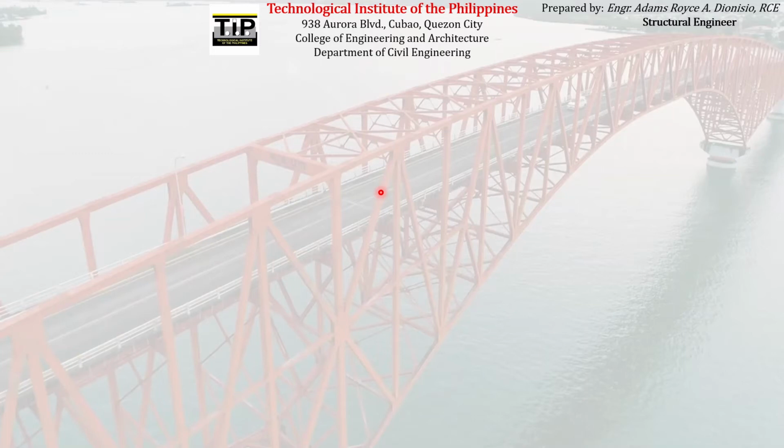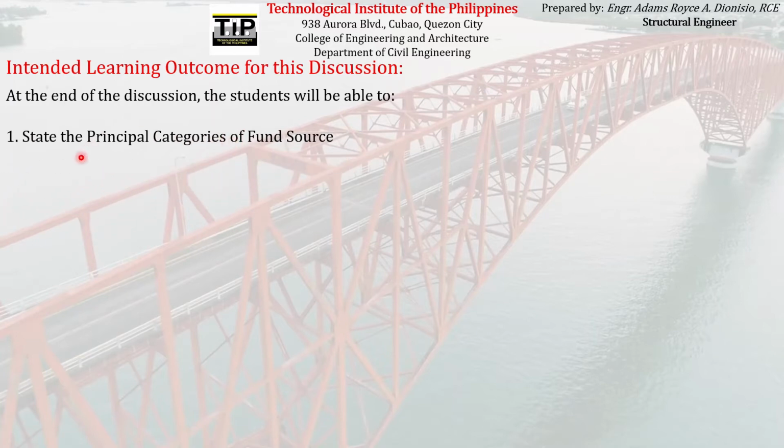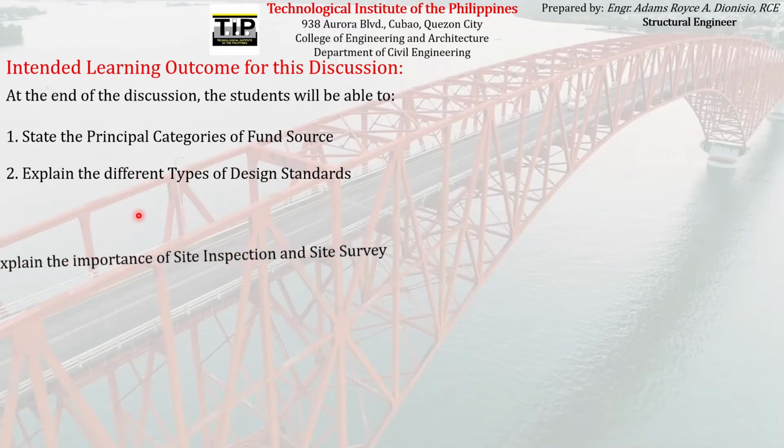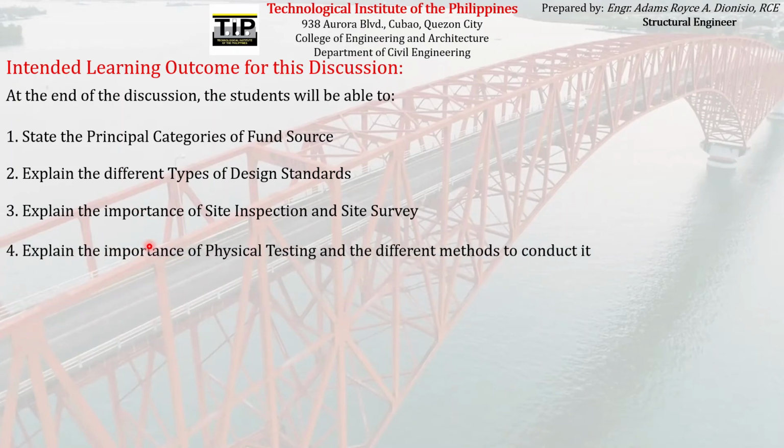So for this meeting, our intended learning outcomes for this discussion are these. At the end of the discussion, the students will be able to, number one, state the principal categories of fund source. Number two, explain the different types of design standards. Number three, explain the importance of site inspection and site survey. And lastly, explain the importance of physical testing and the different methods to conduct it.